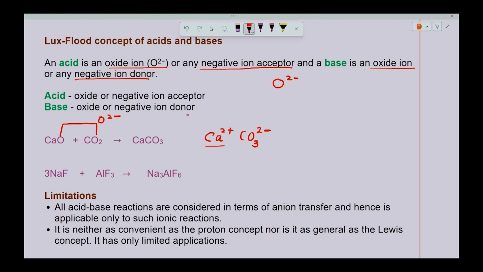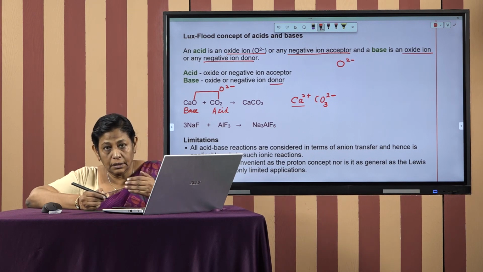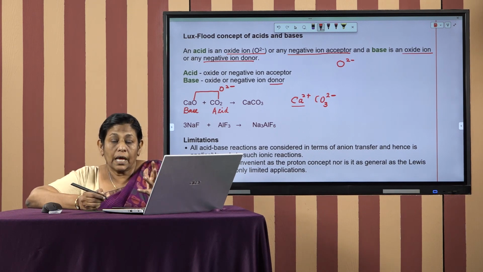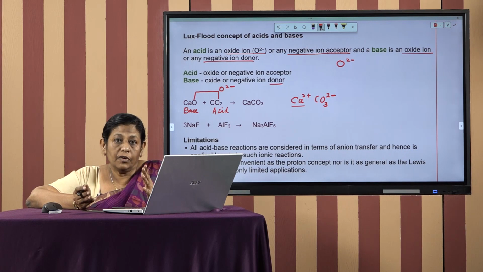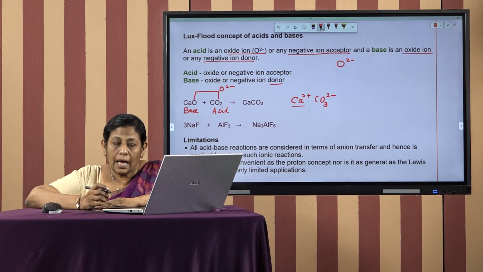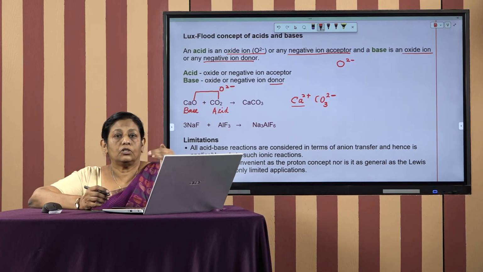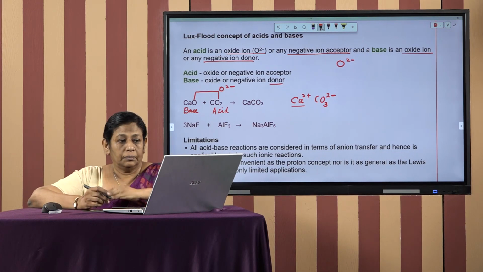Now, calcium oxide donates to carbon dioxide. So, this is a donor. Donor means what? It is a base. Carbon dioxide accepts the oxide ion, so you can call that an acid. So, carbon dioxide acts as an acid, while calcium oxide acts as a base. It does not have any H+ ions or OH- ions. Still, we are classifying this as an acid or a base based on Lux-Flood theory.